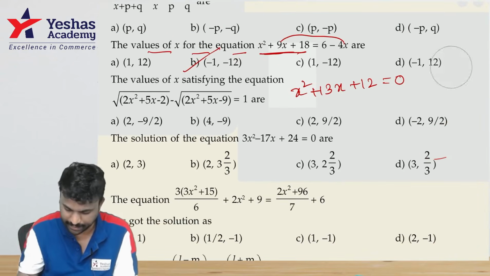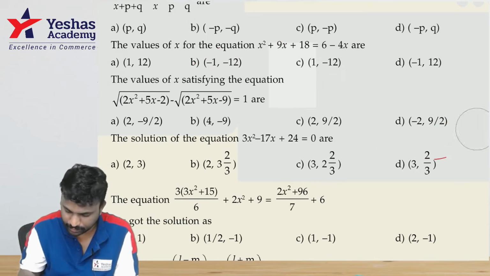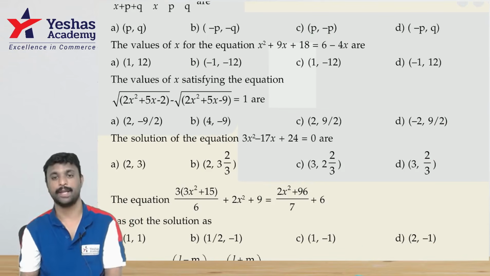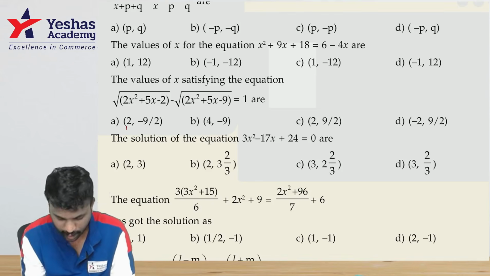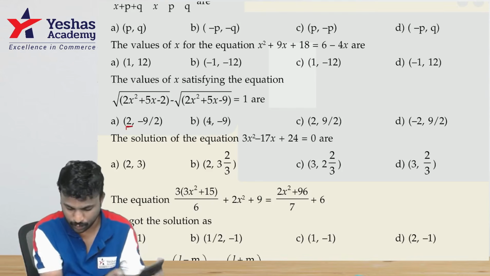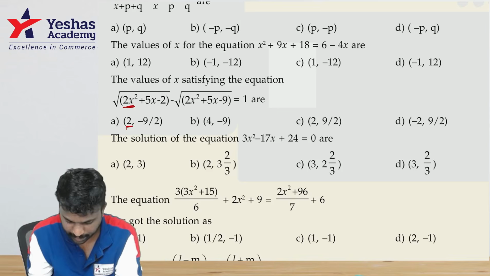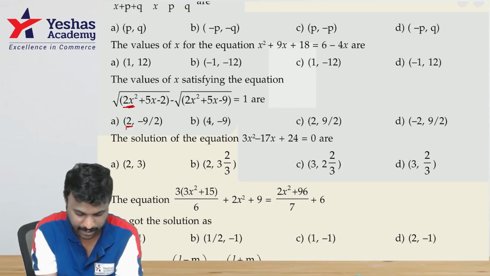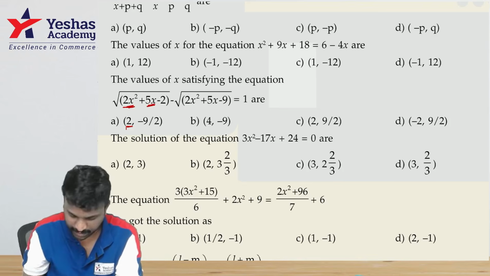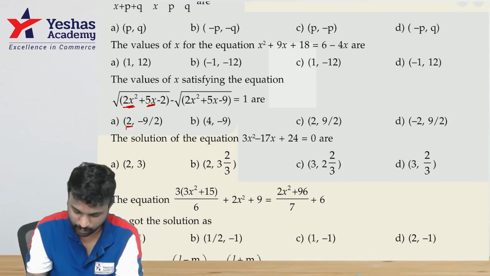Question number 7. The values of x satisfying the equation. Guys, let me hit the first option now. 2. First of all, if I hit 2, 2 into 2 square. 2 square is 4. 4 into 2 is 8, plus 5 2s are 10, minus 2, 16. Root of 16 is 4.